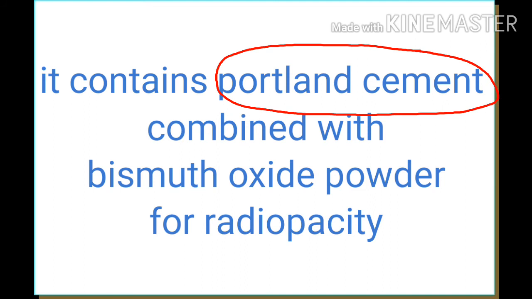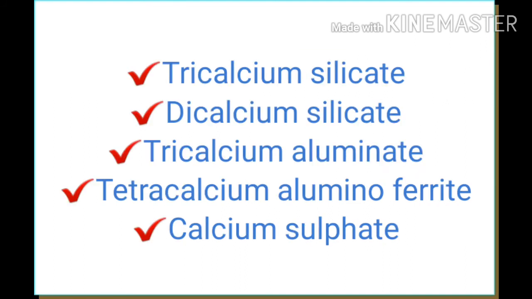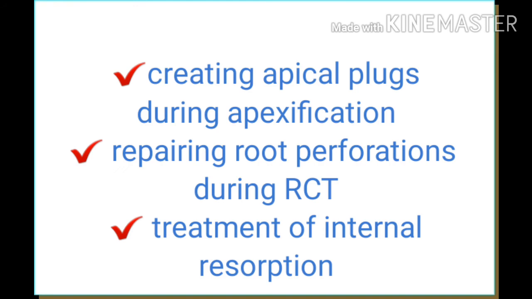Now what does Portland cement consist of? It mainly consists of tricalcium silicate, dicalcium silicate, tricalcium aluminate, tetracalcium aluminoferrite and calcium sulfate. Its uses are, it creates an apical plug during apexification, it repairs the root perforations during root canal treatment, and it's also used in the treatment of the internal resorption cases.